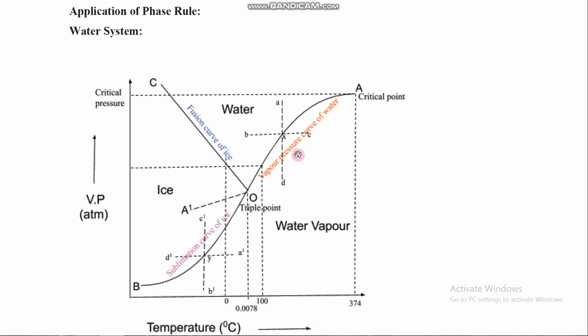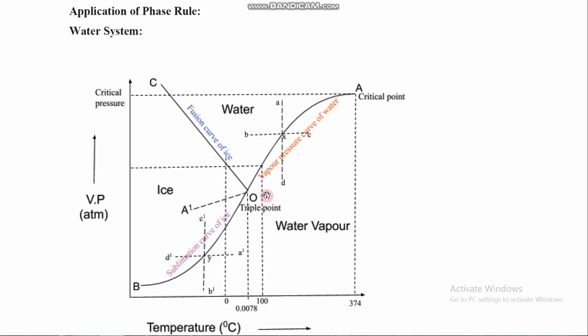Here the component is 1, which means water, and phases are 2: one is water, another one is vapor. So our degree of freedom is equal to 1, and we call it univariant. So there is only one variable along this curve OA, either temperature or pressure. The composition remains constant, so this is a one component system.